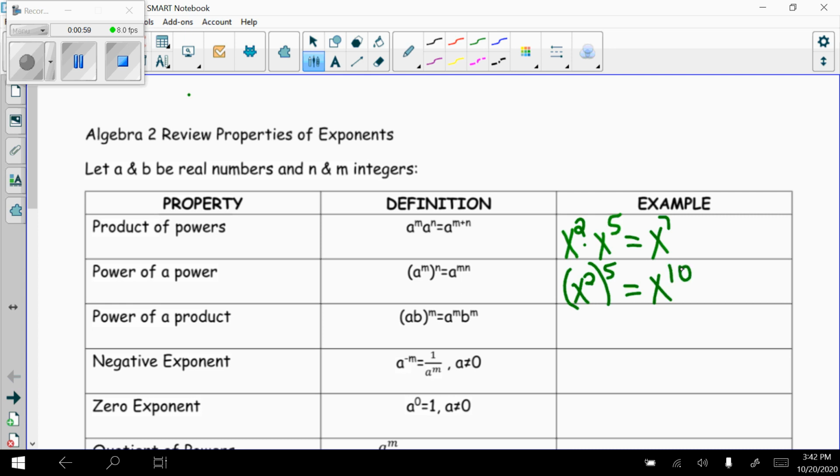Power of a product, if I have two things inside the parentheses being multiplied together and they're being raised to the same power, I can just separate them. So let's say I have x y, quantity squared. This would be x squared and y squared.